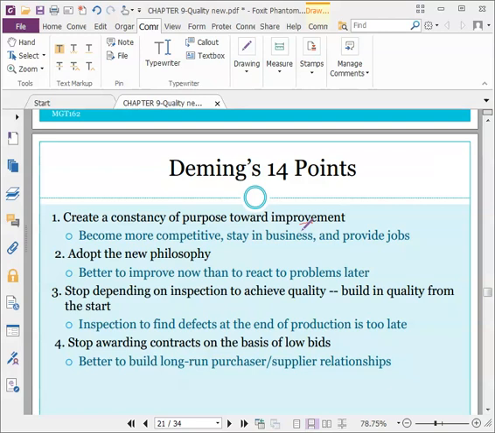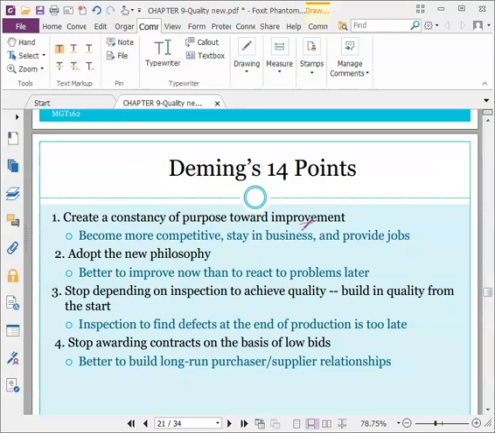Okay, kalaulah company tu tidak berubah, okay, there is no improvement, okay, so itu akan menyebabkan company tu bankrupt. Tak ada customer yang nak beli barang. Okay, that is one of the purposes lah, ataupun kenapa kita kena, every company should have improvement, okay, to become more competitive and stay in business, also provide jobs lah, okay.